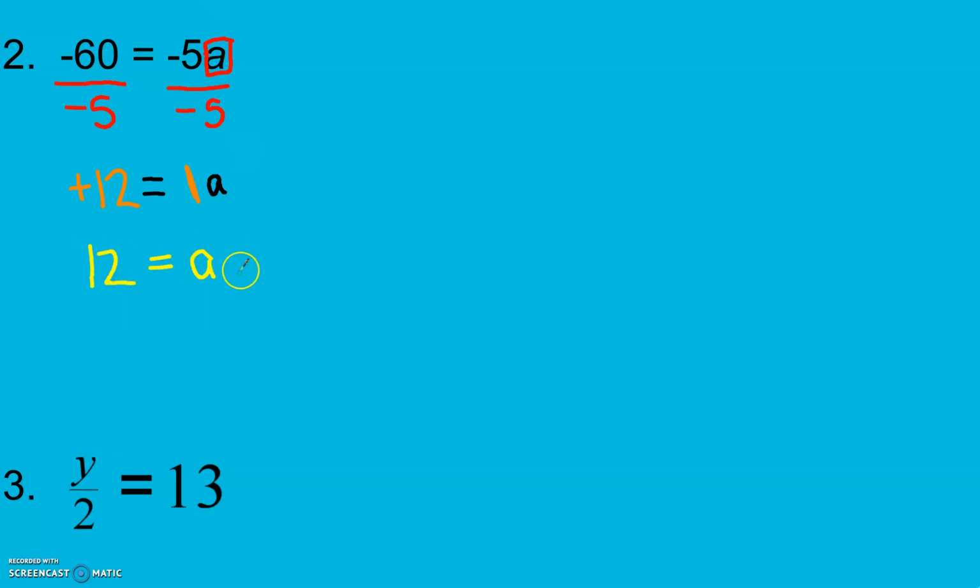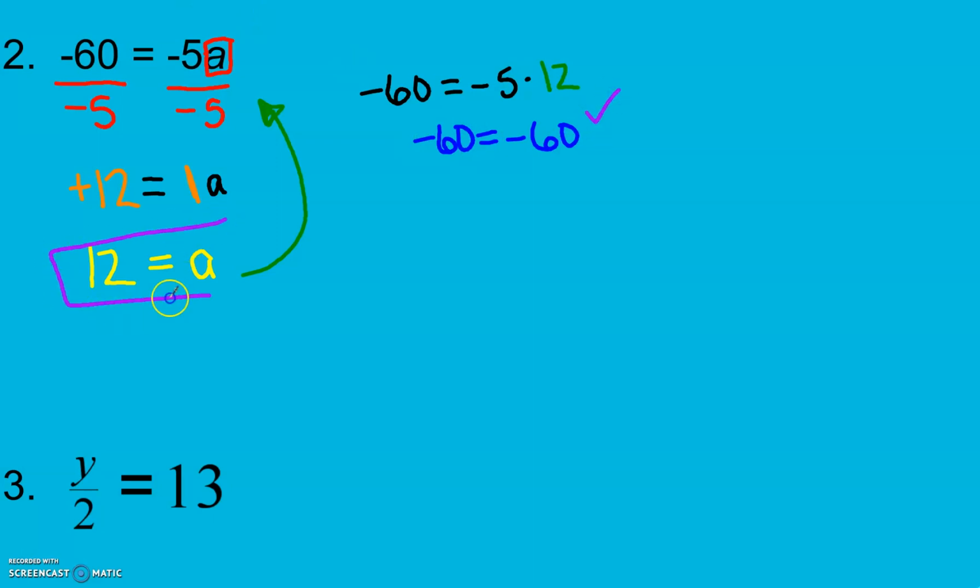Now we want to check that, so we plug it back in. I have -60 equals -5 times, we said a was 12. Simplify. I get -60 equals -60. That checks, so my answer is right.